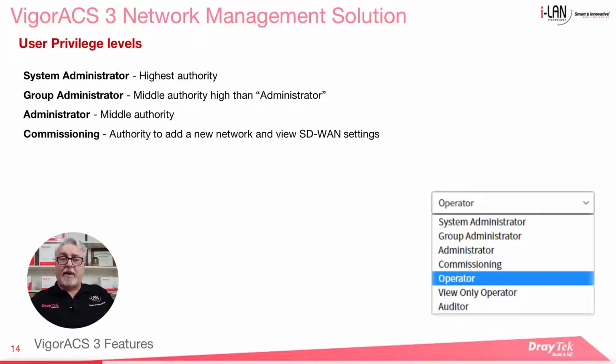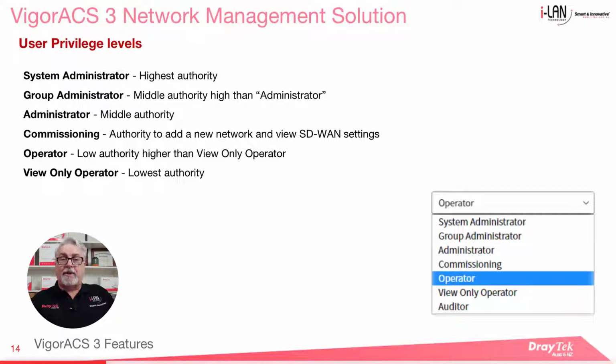The commissioning privilege level allows the user to add a new network and view SD-WAN settings. Next down we have Operator, which you may want to give to someone to monitor ACS3 and make minor changes. The view-only operator, as the name suggests, can look and monitor but can't make any changes. The lowest level is Auditor, who is only permitted to view deleted logs. We'll be going over these roles in more detail in a future webinar where we go through user management and monitoring.